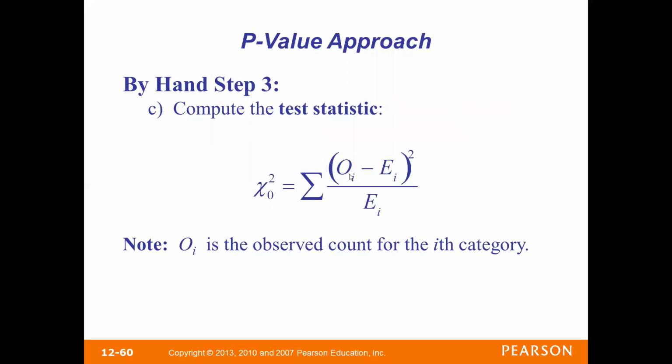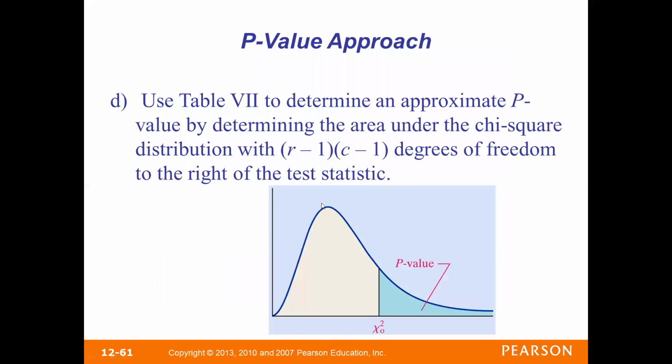Same way with the p-value approach. We can take that test statistic that we calculated. We can look in the degrees of freedom line that corresponds to r minus 1 times c minus 1. That will then give me a range of p-values that I can then compare to alpha. If the range does not contain alpha or is greater than alpha, then we'll fail to reject. If the range is less than alpha, then we will reject the null hypothesis.